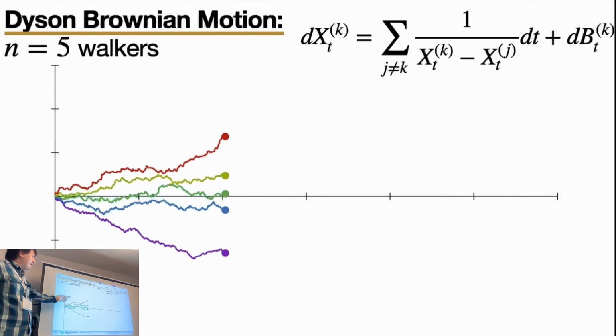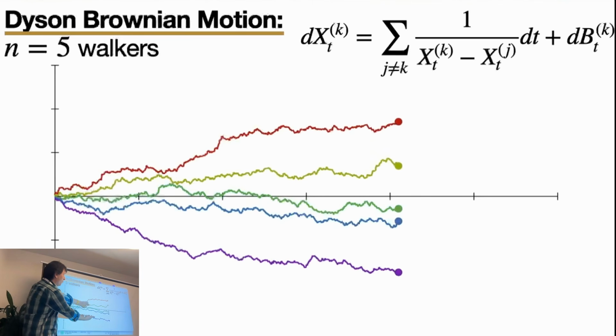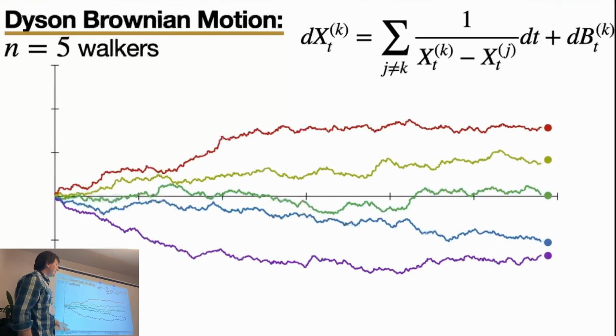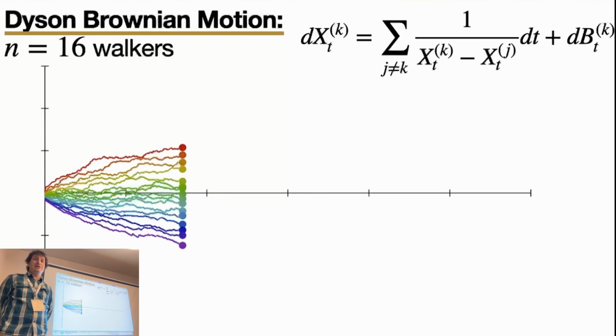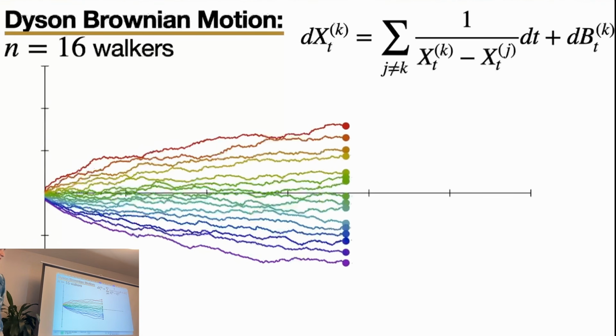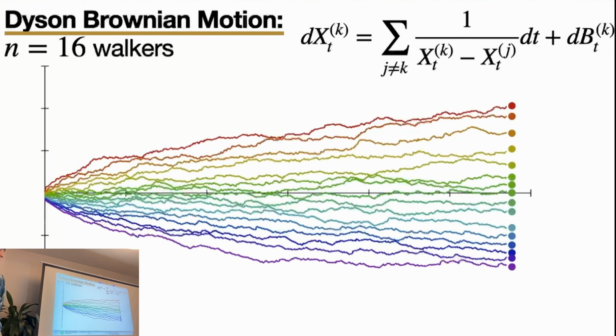Okay, so the top one is getting pushed way up because there's 4 people pushing the red guy up. The purple one gets pushed way down. There's 4 people pushing the purple one down. But the green one in the middle is getting equally pushed from the top and the bottom, so he stays in the middle. This starts to have some cool patterns. So here's n equals 16. 16 of them, and you can start to see some nice patterns emerging.